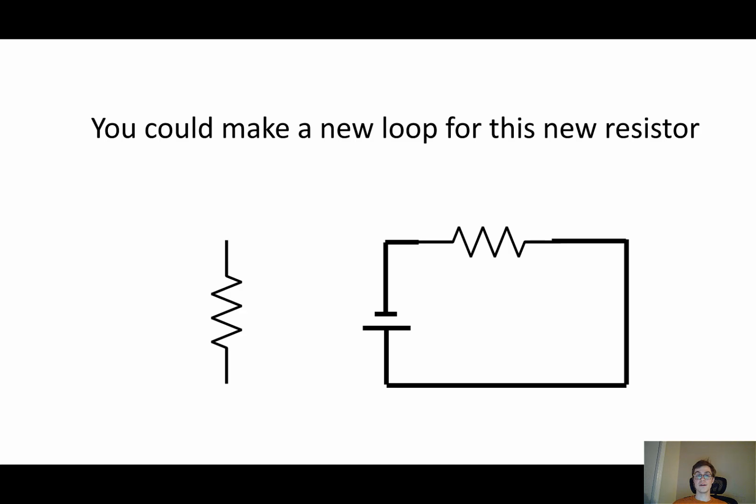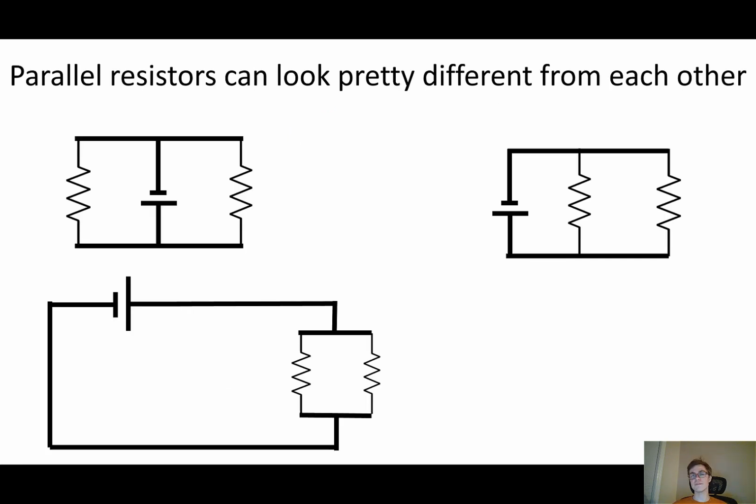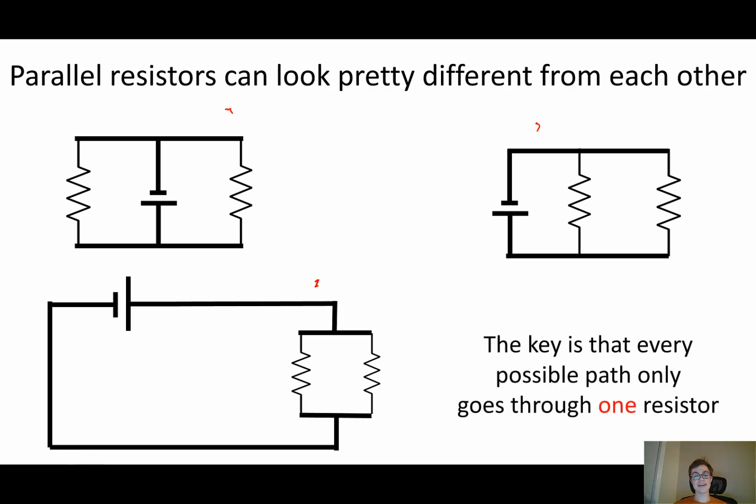Or you could make a new loop instead for this new resistor. So instead of putting it on the same loop, you could put a new loop in. And we call resistors on different loops parallel resistors. Now, parallel resistors can look pretty different from each other. This, this, and this are all parallel arrangements. The key is that every possible path only goes through one resistor.